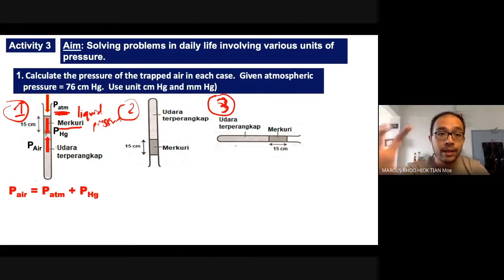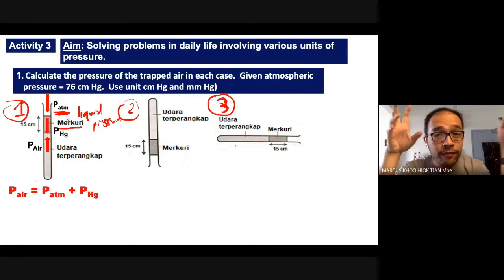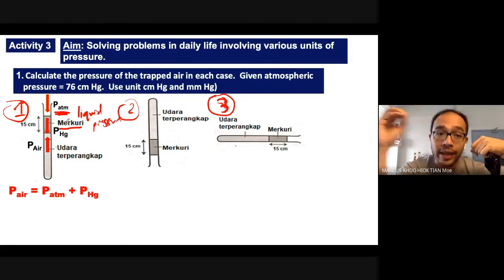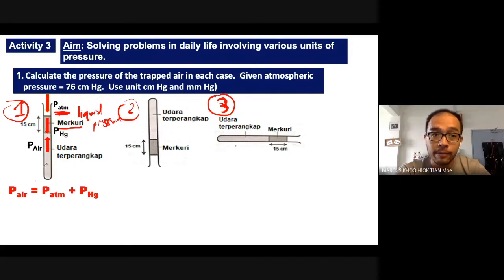Since this is balance, maksudnya ini mercury ni kan dia berhenti bergerak sudah bang. Kalau dia masih bergerak kan means there is no balance in pressure lah. But since the 15 centimeters of mercury is no longer moving, you can say that this is like a balance force situation lah. But in this case, it's balance pressure. The atmospheric pressure plus the pressure from the mercury is equals to the gas pressure, or the air pressure from the air inside here.